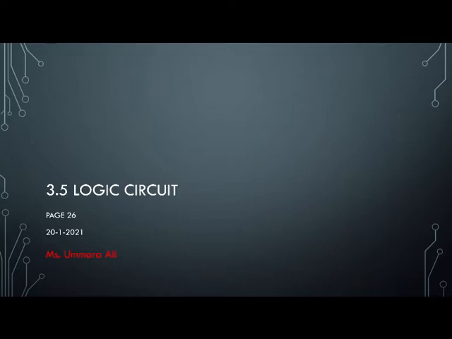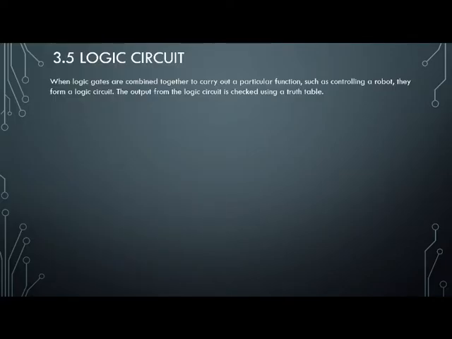Today we are doing the topic of our chapter number 3, 3.5 Logic Circuit, which is on your page number 26. What is basically a logic circuit? When logic gates are combined together to carry out a particular function, such as controlling a robot, they form a logic circuit. The output from the logic circuit is checked by using the truth table.